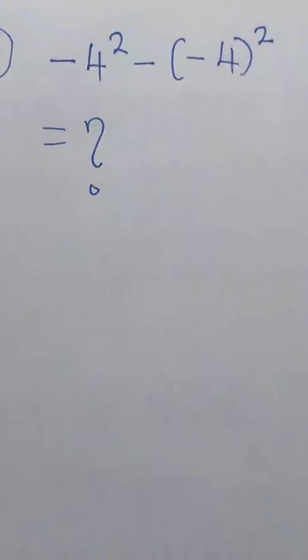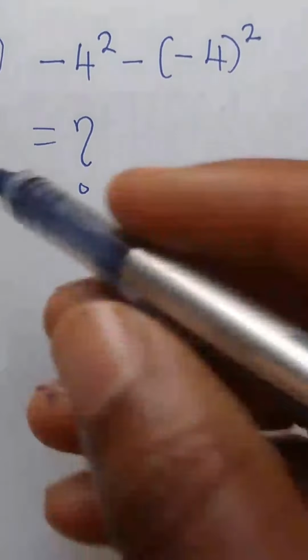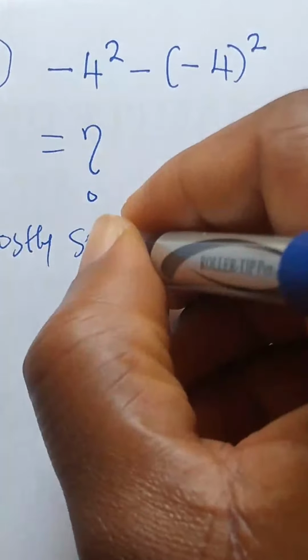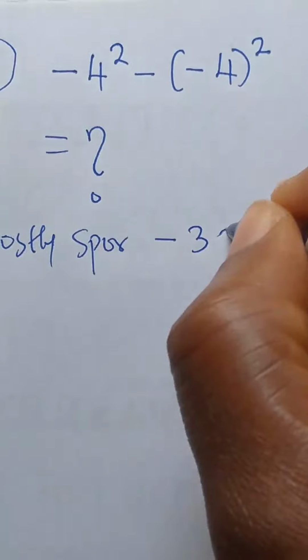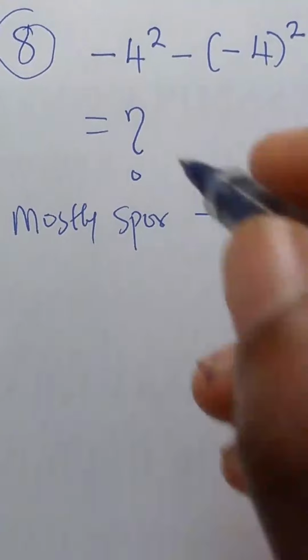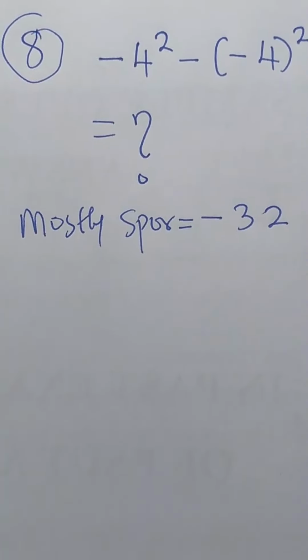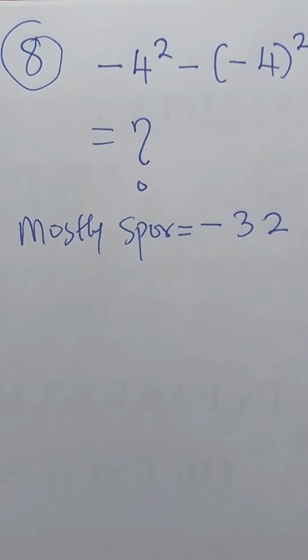All right, so please solve this. Okay, mostly sports, thank you. Mostly sports says minus 32. Please, I'm waiting for your answers. Drop your answers so that I will just solve, so we'll see who got it correctly. Drop your answers, please.